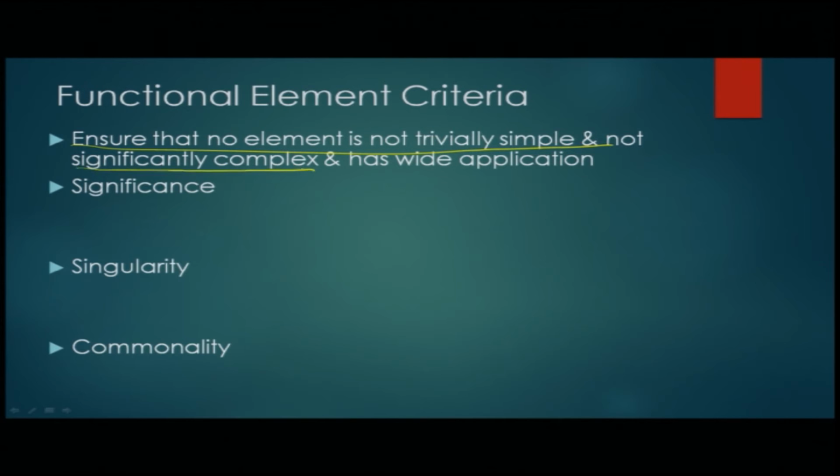No element is significantly complex, and it has wide applications. Remember, we talked about the criteria that we use: significance, singularity and commonality. These are the three criteria. We use them to ensure that no element is trivially simple, because with trivially simple things you might not need to go through all this analysis. We also want to ensure that they are not significantly complex either. As I said earlier, it is the balancing. This is where the balancing aspect of systems engineering comes into the picture.